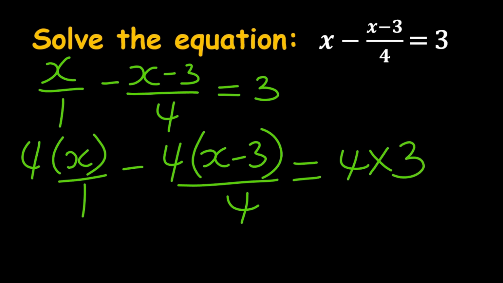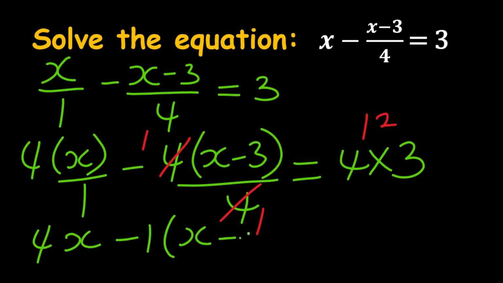3. Simplifying, 4 divided by 4 is 1. 4 times 3 will give us 12. So we write 4x minus 1 times (x minus 3) equal to 12.